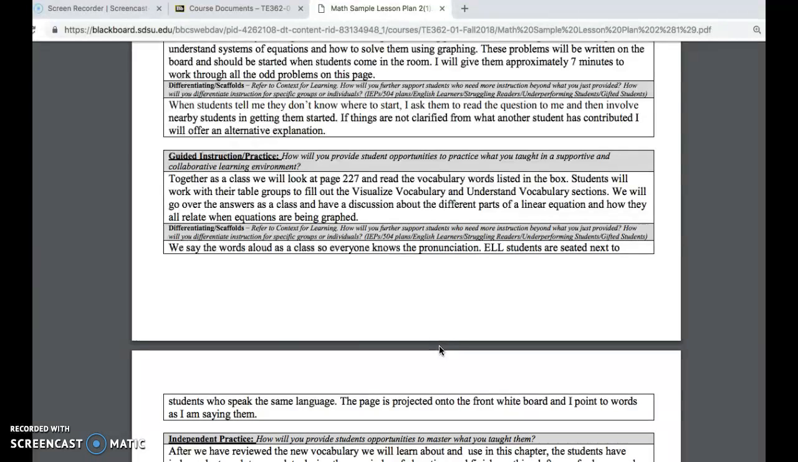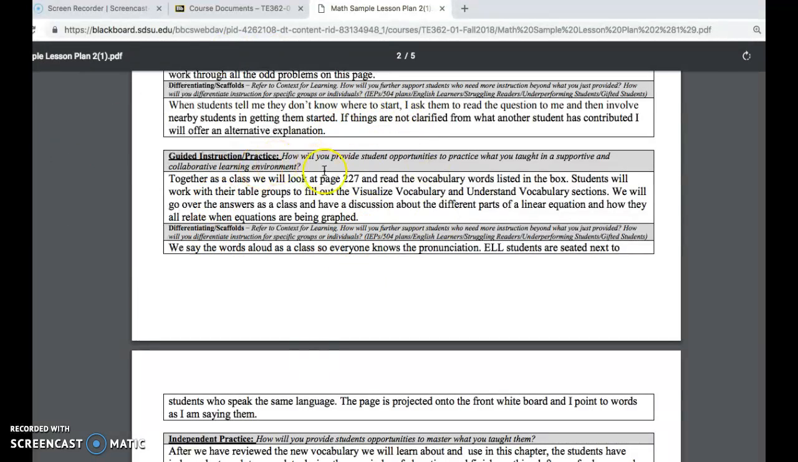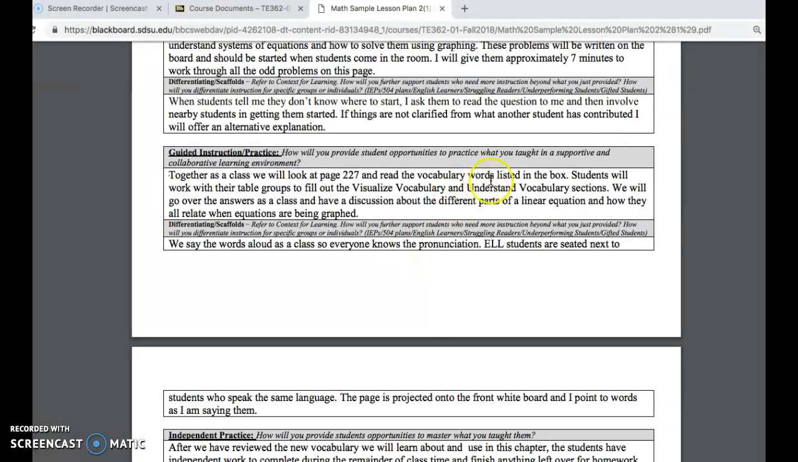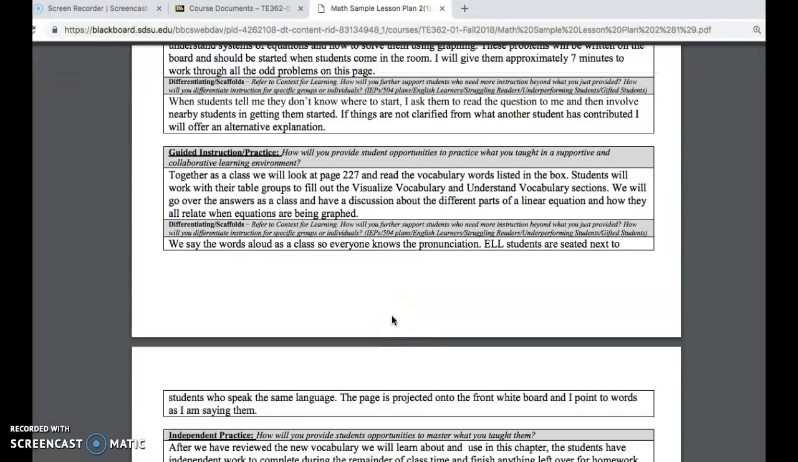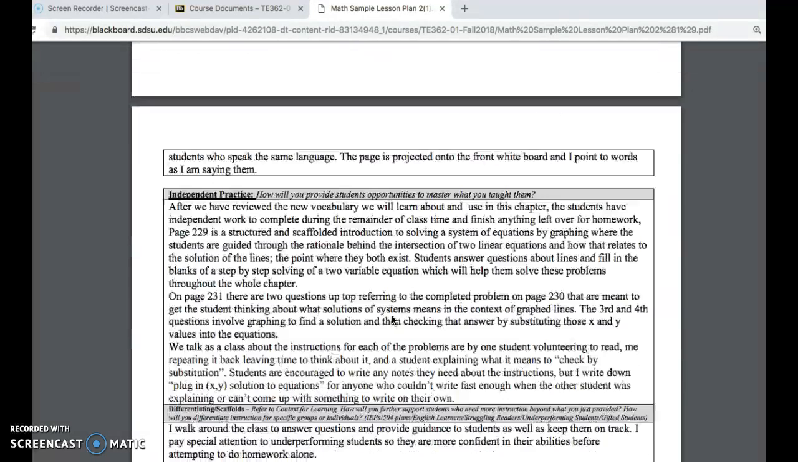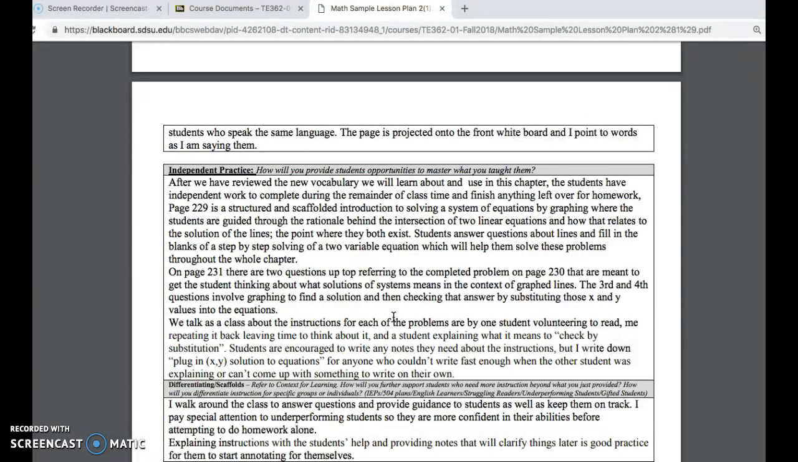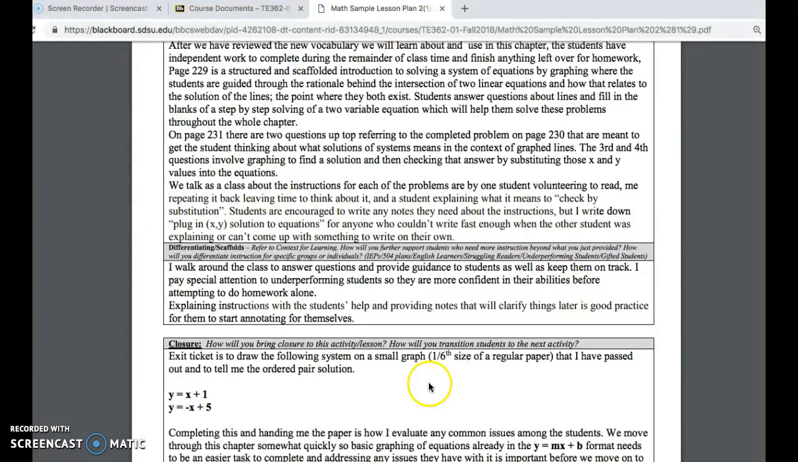Then as part of her collaborative learning, she has everyone work as a class by reviewing the vocabulary, and then talk with their groups at their table groups to work on the extra vocabulary page. And then independent practice is multiple worksheets that not only review linear equations, but also go over systems of equations. And she'll be walking around the class making sure that students understand.